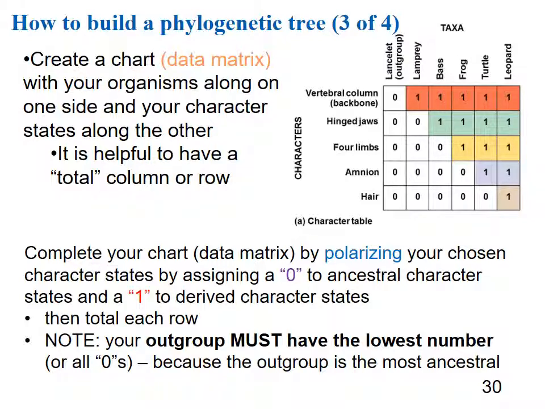On 4 limbs, the fish does not have 4 limbs, but the frog, the turtle, and the leopard do, so they get 1s. With the amnion, the turtle and the leopard do. Like the leopard has amniotic fluid in its placenta, and the turtle lays amniotic eggs. And then hair, the leopard is the only one with hair, so it's the only one that gets a 1 there.